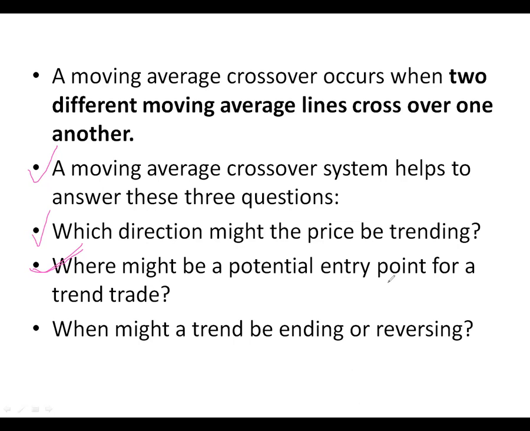And then the third answer that this moving average crossover will answer is, when might a trend be ending or reversing? We do not know the exact point a trend will be over, or the exact point a trend will be reversing. So we are interested in knowing that, okay, at this moment, it is possible that the trend might reverse, so let me get out of the market. That is what we are interested in. So the moving average crossover will help you to at least have an idea that at this point onwards, it is possible that the trend might change or the trend might be ending. So get out of the market.